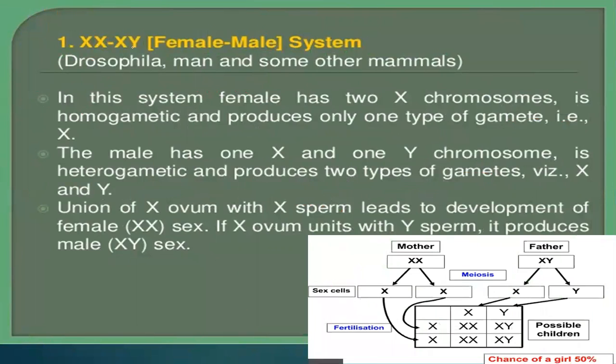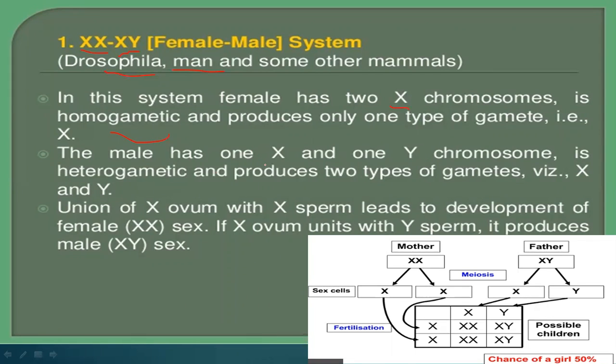Here we can see the XX and XY sex determination pattern, in which XX is female and XY is male. Drosophila, man, and some other mammals have this type of sex determination pattern. In this system, the female has two X chromosomes, that is homogametic, and produces only one type of gamete, that is X. So all the gametes are having X chromosomes.